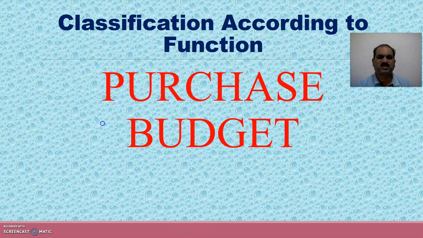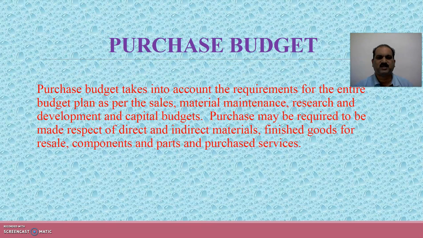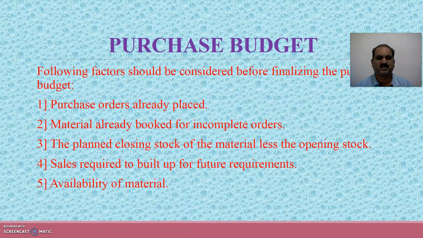Now let's see what is purchase budget. The purchase budget establishes relationship between the quantity and the value of various items of materials to be purchased during the budget period, taking into account the production schedule of the business organization and the inventory requirements. Purchase budget takes into account the requirements for the entire budget plan as per the sales, material maintenance, research and development and capital budgets. Purchase may be required to be made in respect of direct, indirect materials, finished goods for resale, components and parts and part purchase services.